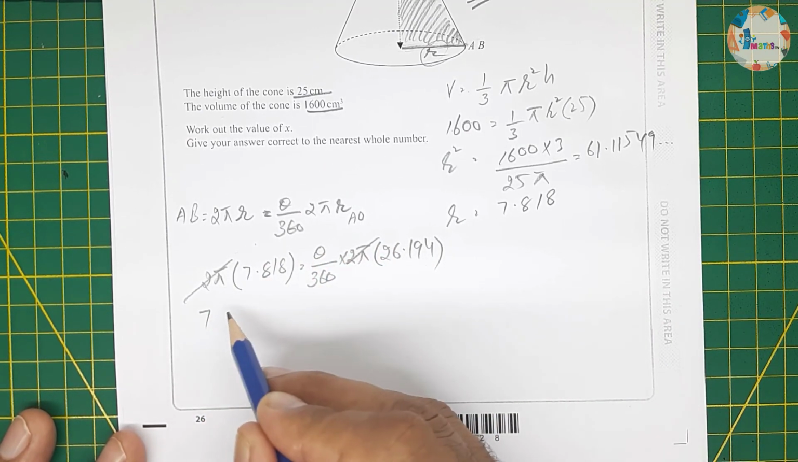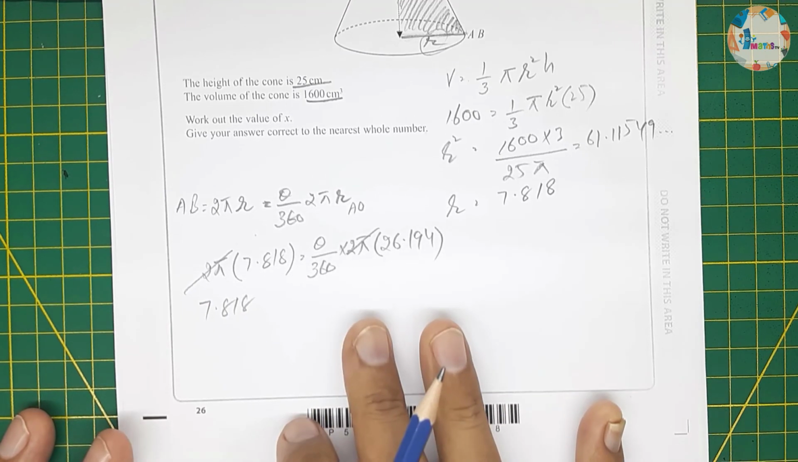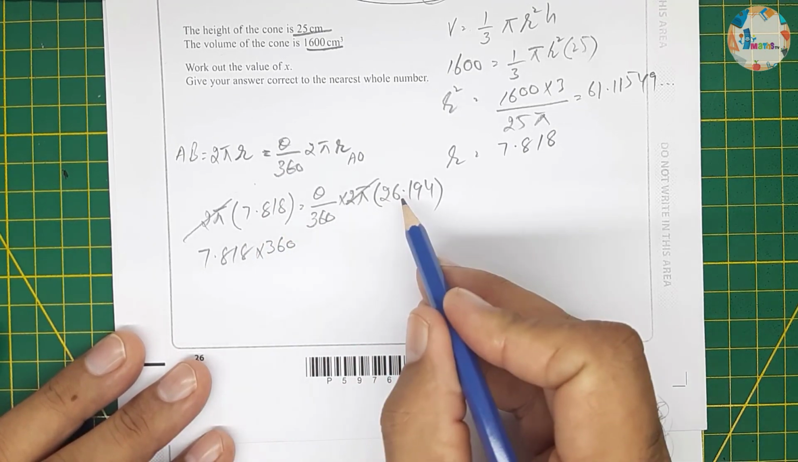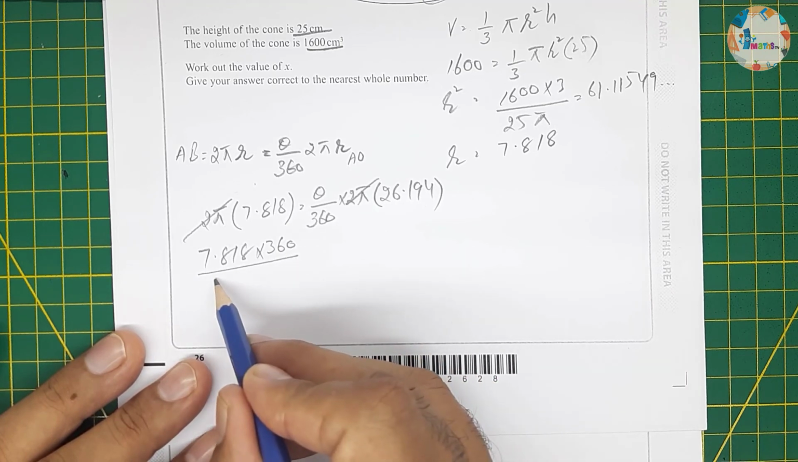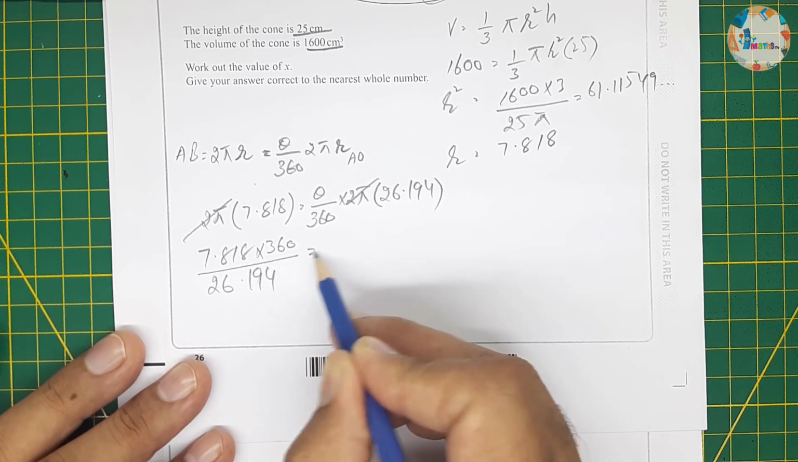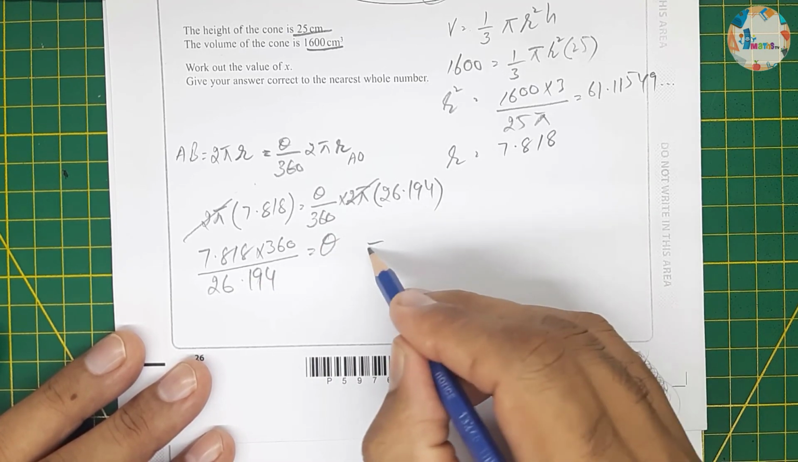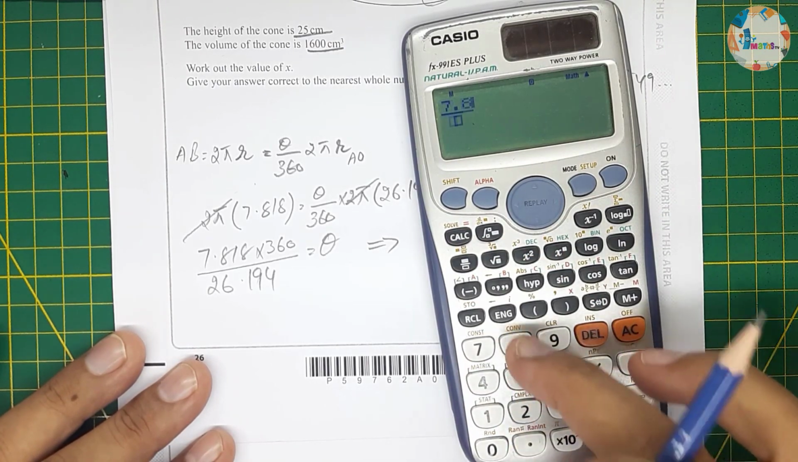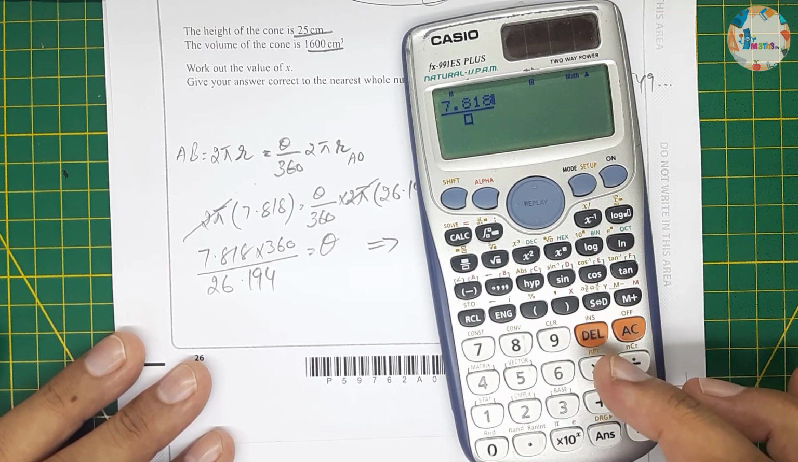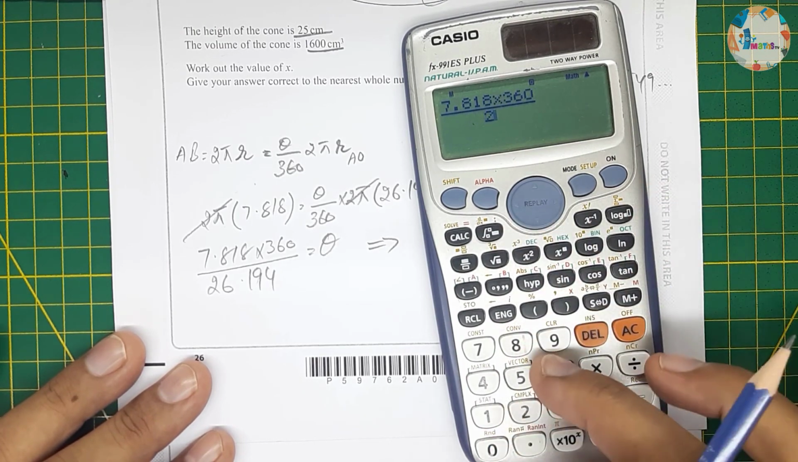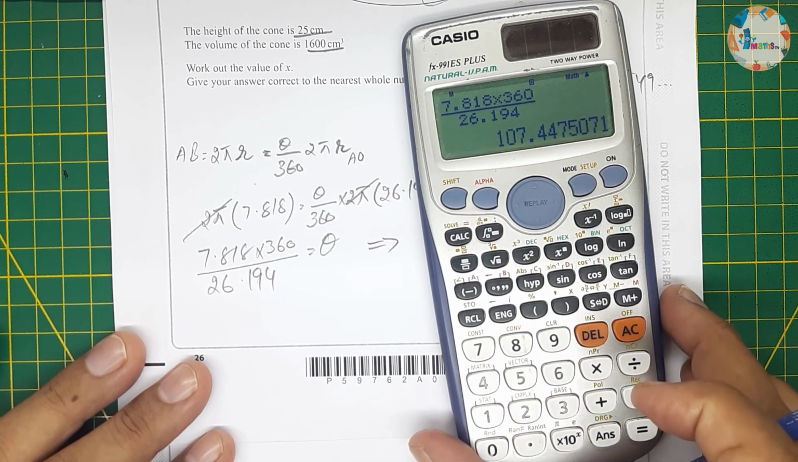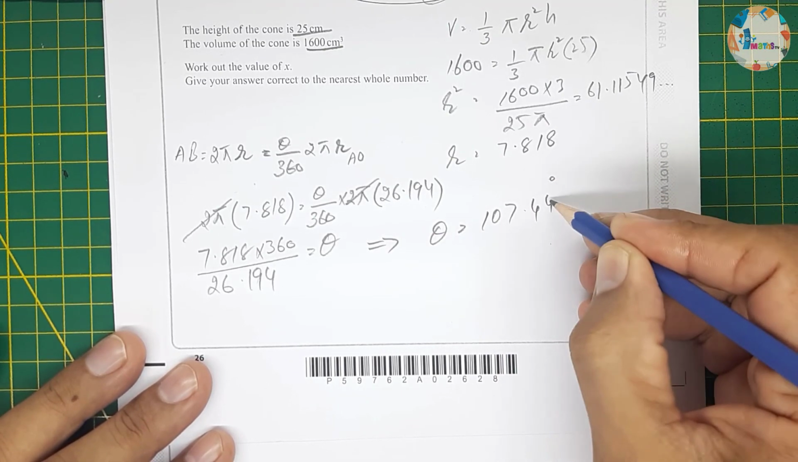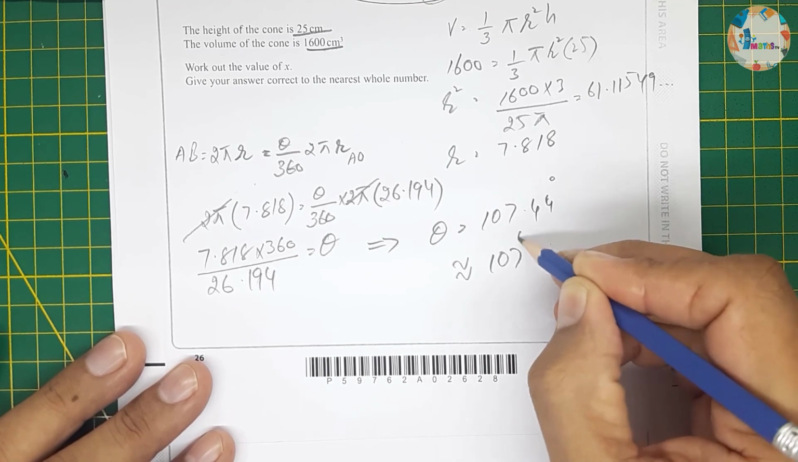So 7.818, which is this value, and this one will shift to this side, so multiply by 360, this will go as numerator, and this one will be shifted as denominator. 26.194 will be equal to theta, and this implies theta is equal to 7.818 into 360 divided by 26.194, and this will give us 107.44 degrees, approximately equal to 107 degrees.